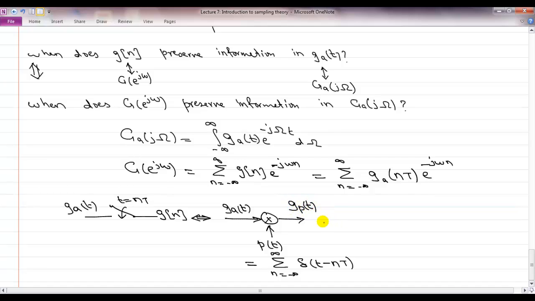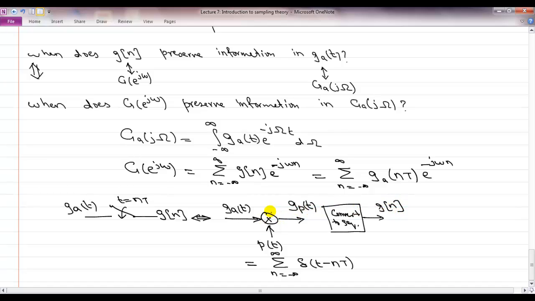As we will see later, this just appears as if we are sampling our continuous signal using Dirac impulses. This is still a continuous time signal. And then we put another block whose job it is to convert this g_p(t) to a sequence, and we get g[n].